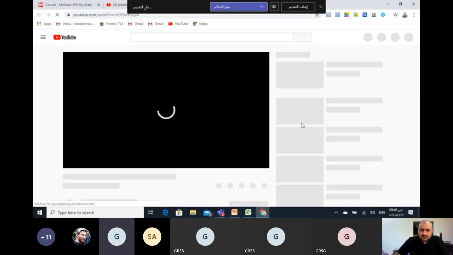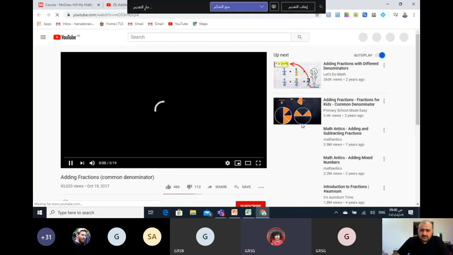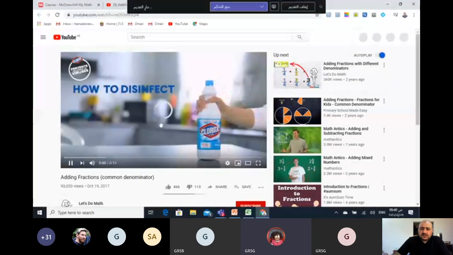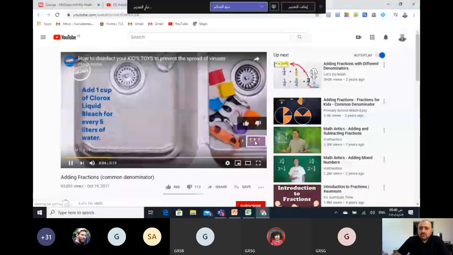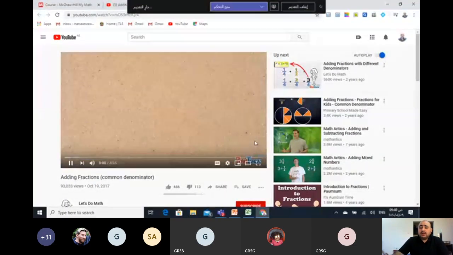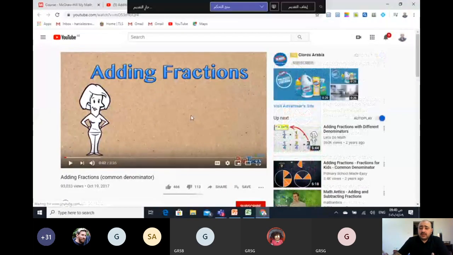Mr., what if the denominator was like 8 and the second denominator was like 7? What do we do? We will take how to add unlike fractions. Today, we just want to use like fractions. We want to use the rule to add like fractions. Inshallah, next week we will take the unlike fractions.